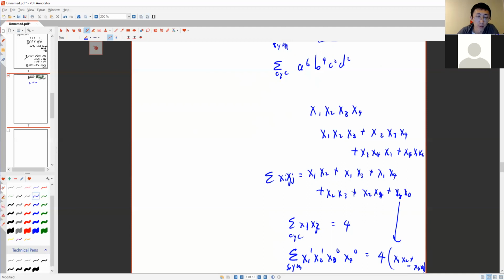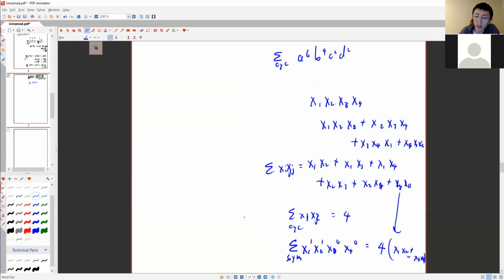Yeah. So Vieta's, it's not really cyclic, because the cyclic sum would be missing the x1x3 and x2x4 terms. So you only have these 4 terms.